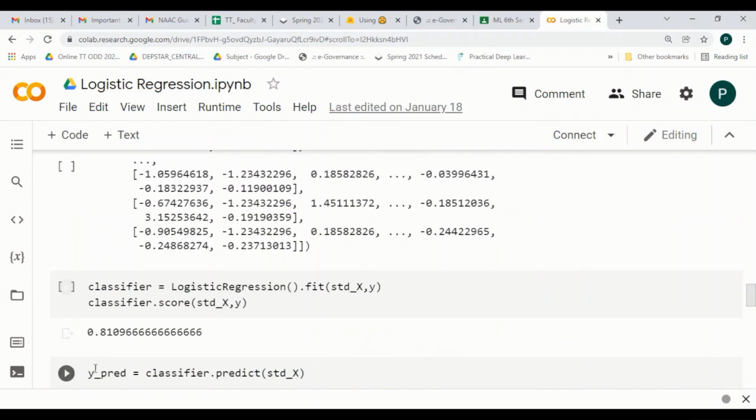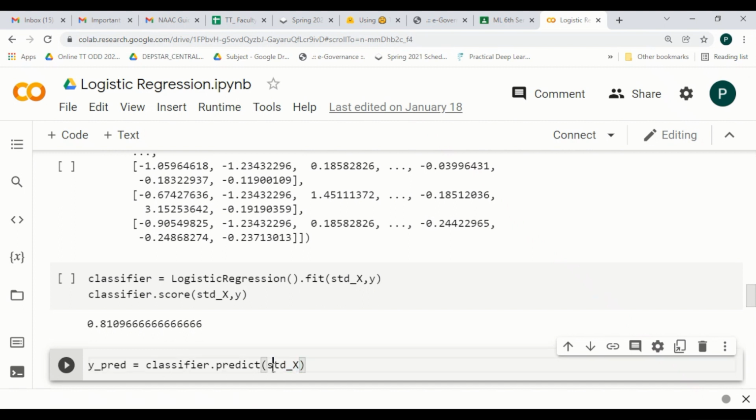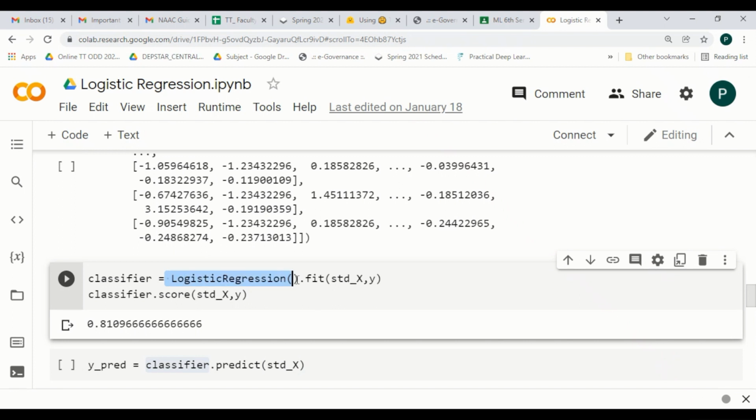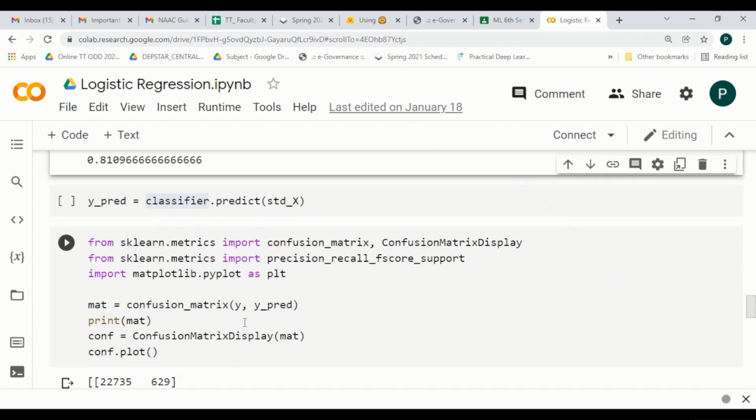Then I said Y pred equals classifier dot predict standardized X. So I'm trying to predict just based on X what the Y would be according to our classifier, which is our logistic regression classifier that we just trained. Now that we have our Y pred, we also have our Y. Therefore, what can we do? We can plot a confusion matrix.